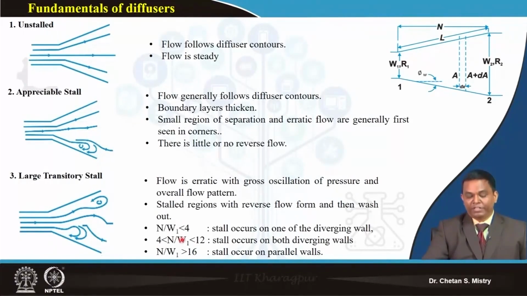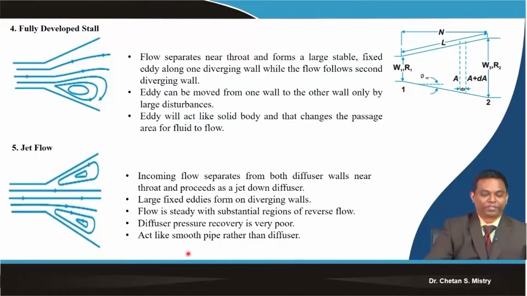Okay. If I change that, in the range of 4 to 12, I will have separation of the flow happening from both the walls. Okay. Now if I go very choosy and put that at more than 16, then you will have another kind of flow structure. Let's look at what that flow structure is.